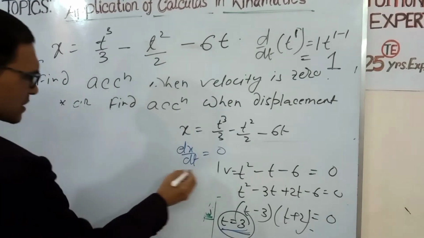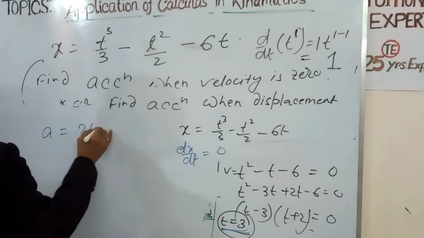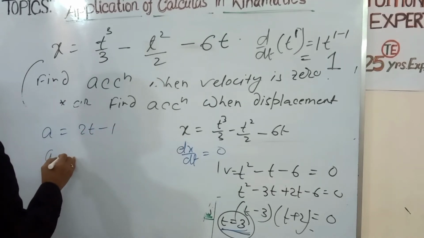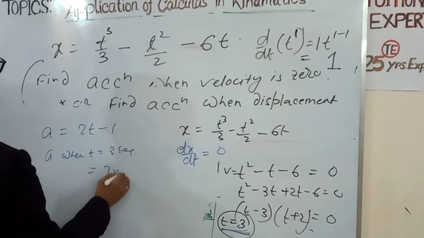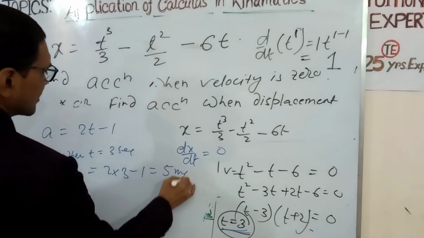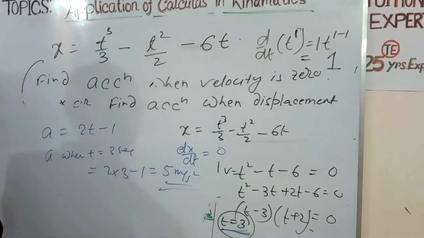Now acceleration, a equal to dv by dt, equals 2t minus 1. So a when t equals 3 seconds becomes this, so this is the answer.